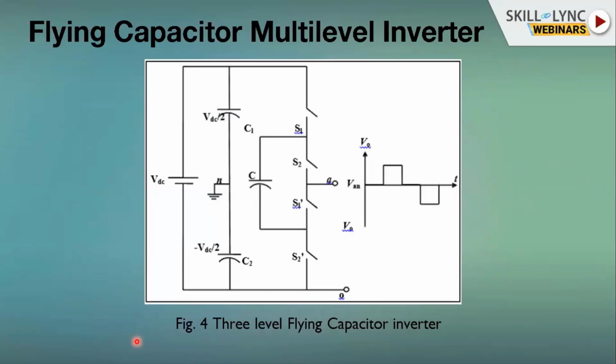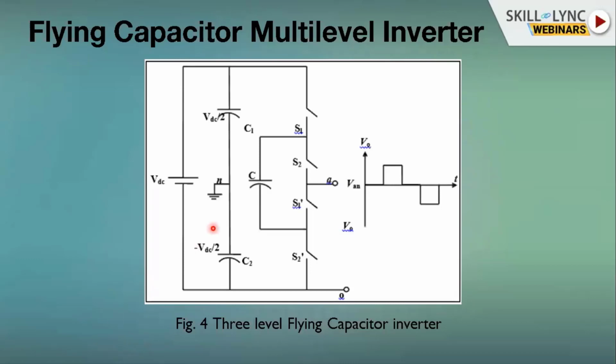Now moving on to the next prominent one, which is the flying capacitor one. So here what you do, you remove the diode basically, and you put in a capacitor. So again, for comparison purposes, we go with 3-level. Waveforms will also be similar. The number of switches you see are also the same. The way you are obtaining the neutral point is also the same.